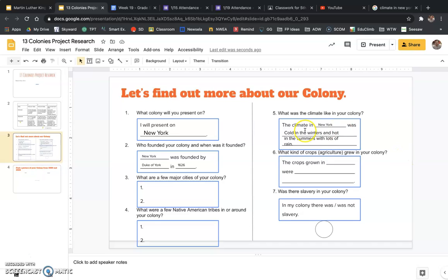Okay, so that's the question that I really wanted to go over with you, just because it's one that you might not know about. Right? What kind of crops? You can Google that. What kind of crops were grown in your colony? Depending on what your colony is, there are different crops that they were growing. Last one, was there slavery in your colony? That is something that you can Google as well.